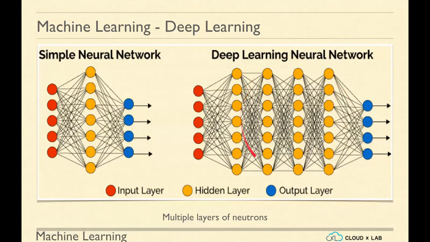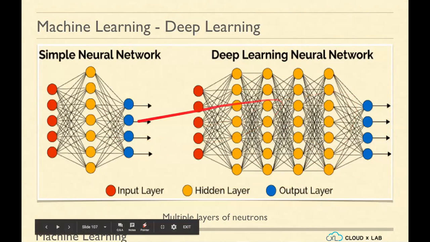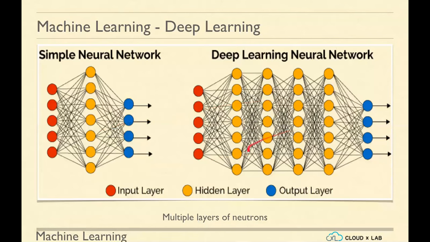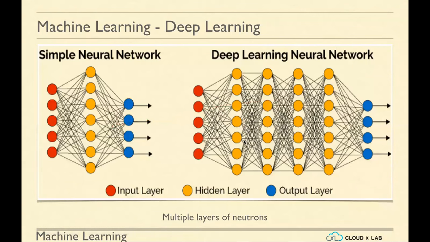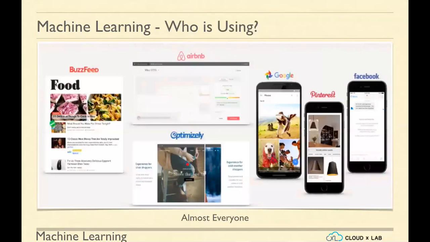In case we layer these knobs in this format, we get better results. The way we tweak this is called the gradient descent strategy. If you have multiple layers, you generally use gradient descent combined with backpropagation. Backpropagation actually has gradient descent inside it. This is the deep neural network on the right-hand side, and this is a simple neural network. Deep learning generally uses the deep neural network.